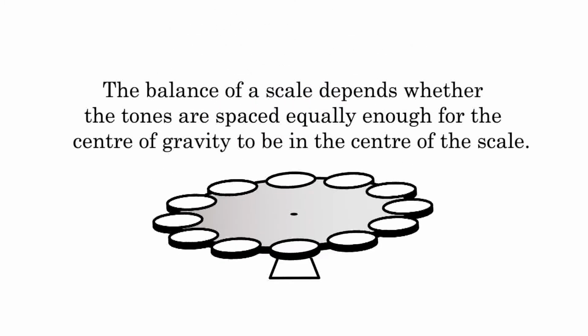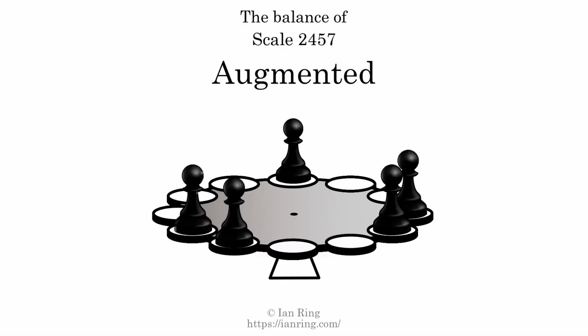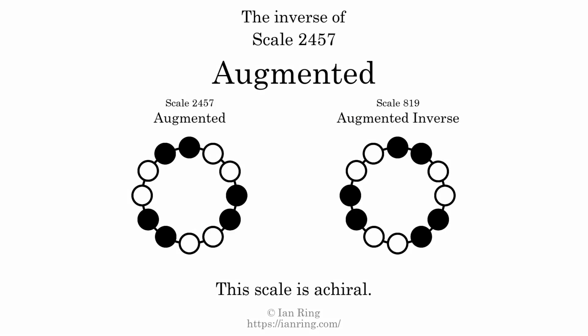The balance of a scale depends on whether the tones are spaced equally enough for the center of gravity to be in the center of the scale. This scale is balanced. The inverse of a scale is a mirror image. It is what you get when the sequence of intervals is reversed. The inverse of this scale is scale 819, also known as augmented inverse.